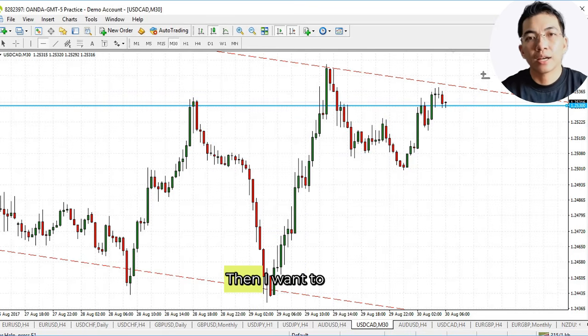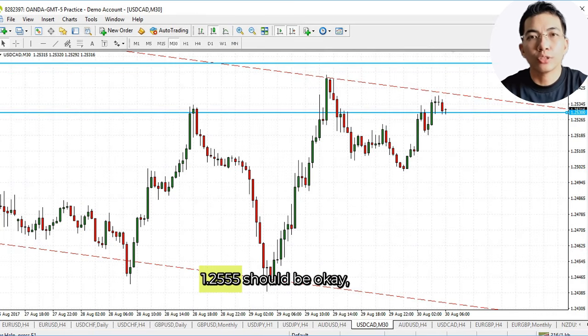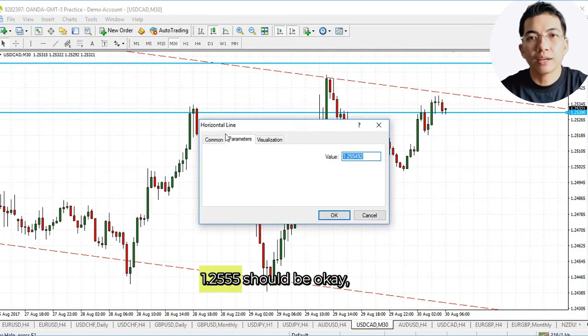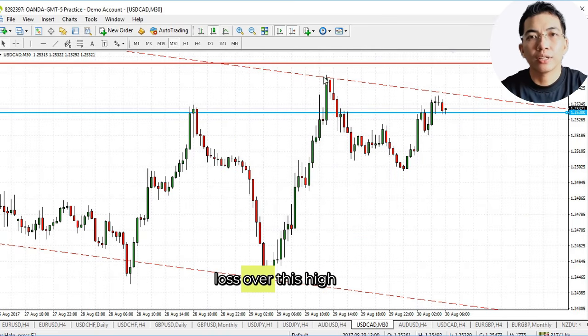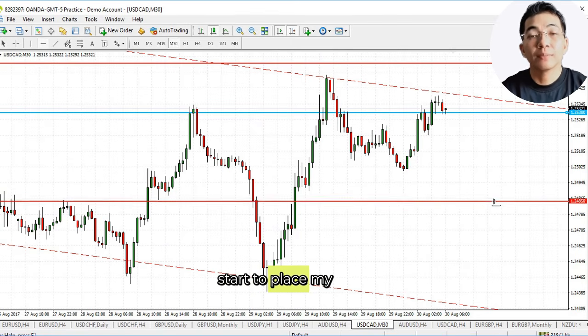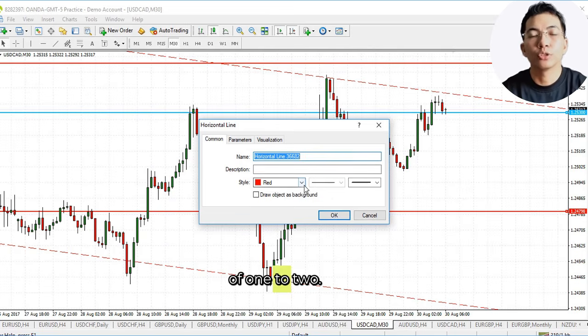1.2530. Then I want to place my stop loss outside the channel, so 1.2555 should be okay, because I also want to place my stop loss over this high here. Following my tips about the take profit, I start to place my take profit here at 1.2480, so I have a risk to reward of 1 to 2.